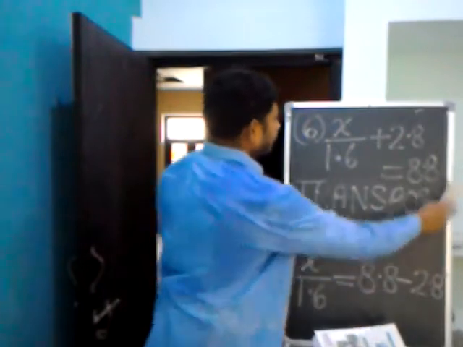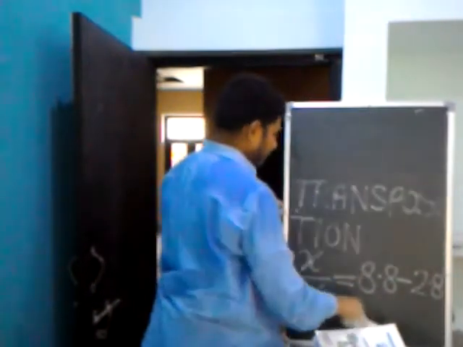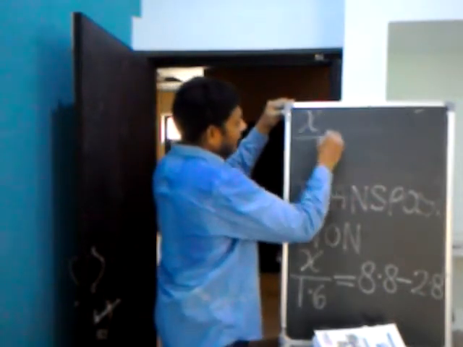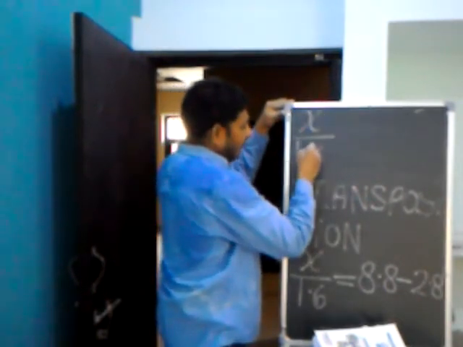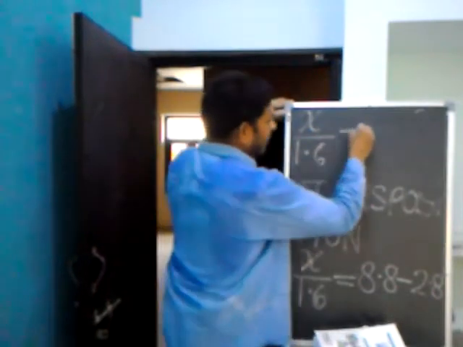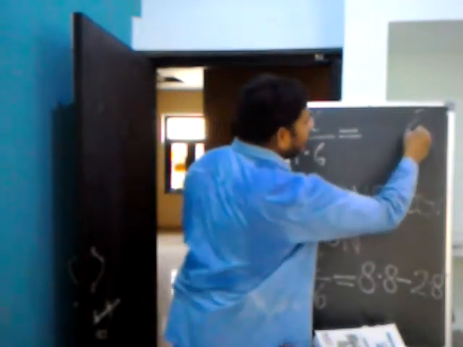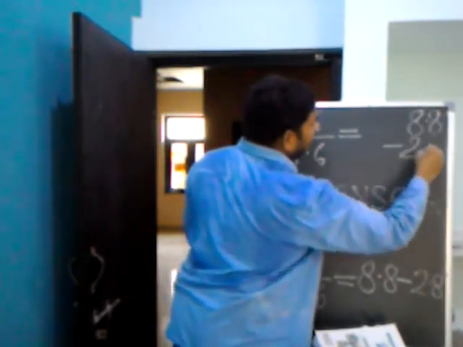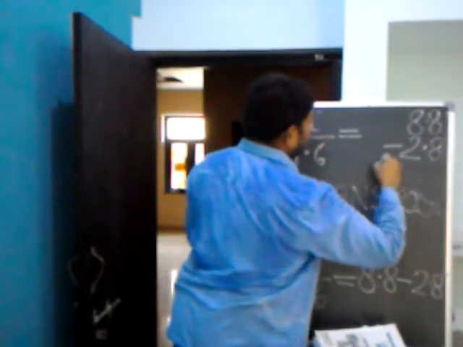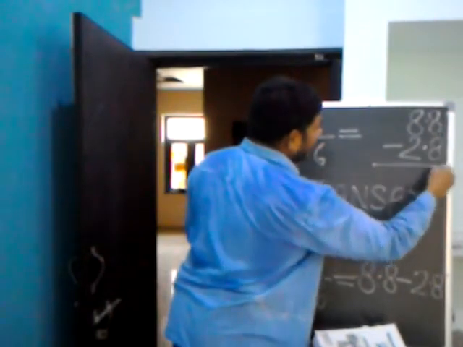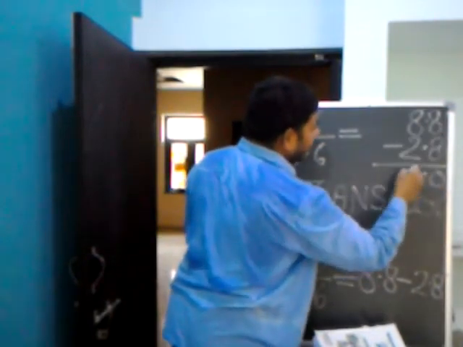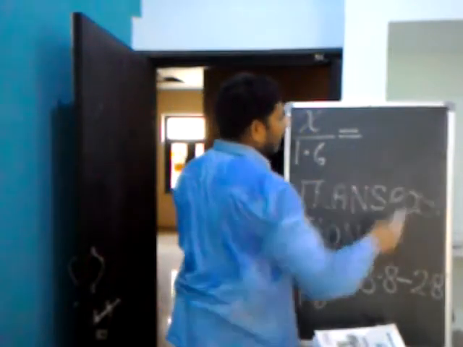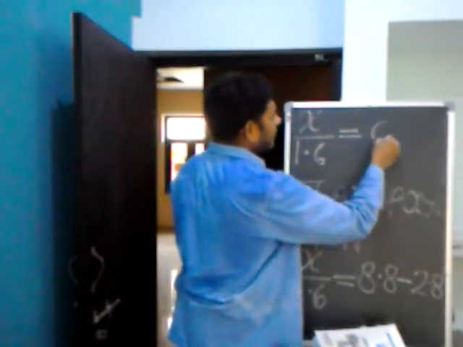Now x upon 1.6 equals 8.8 minus 2.8. 8 minus 2 is 6, and 8 minus 8 is 0. Answer 6. So it is equal to 6.